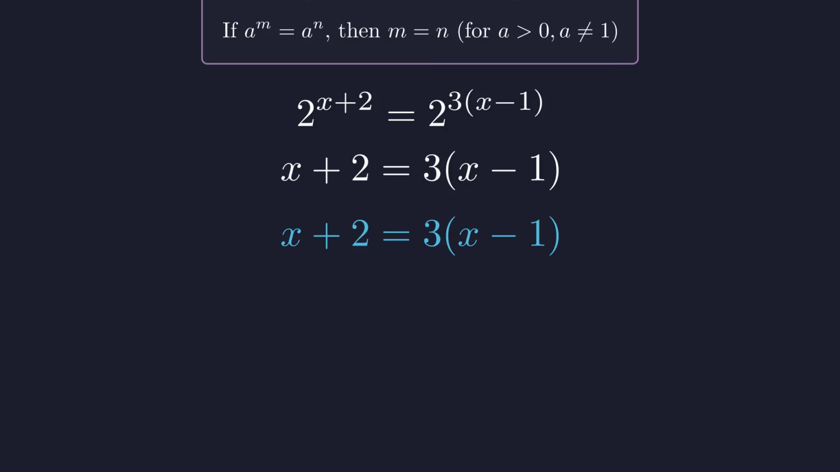x plus 2 equals 3 times x minus 1. Expand the right side. x plus 2 equals 3x minus 3. Collect x terms on one side, constants on the other. Negative 2x equals negative 5. Divide both sides by negative 2. x equals 5 halves. That's our answer.